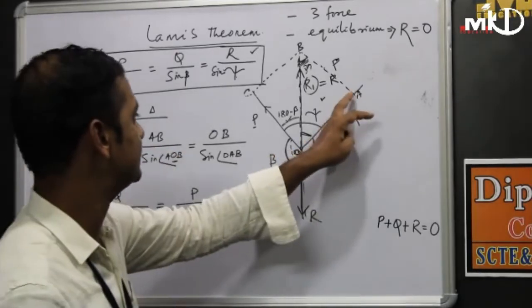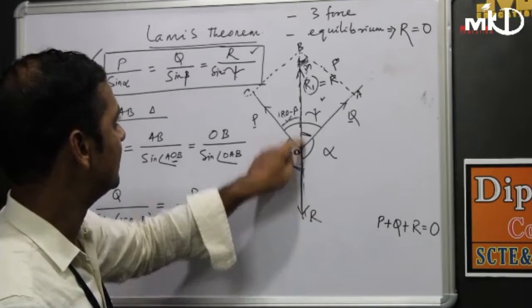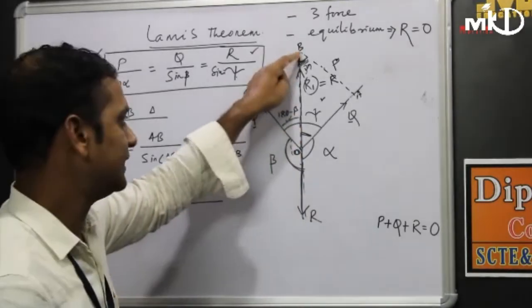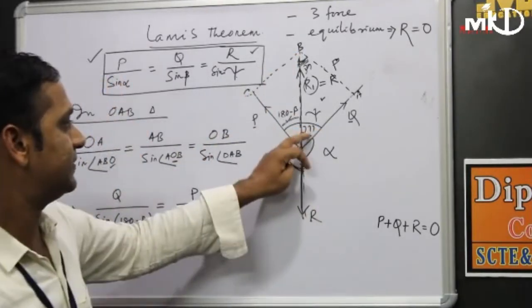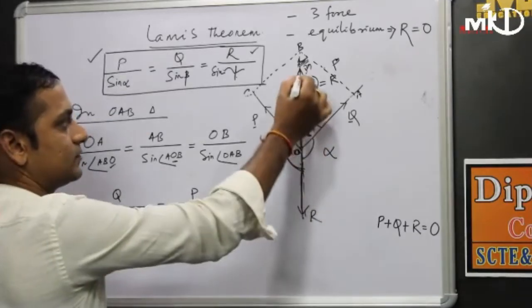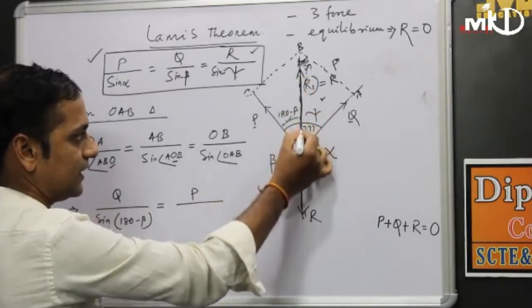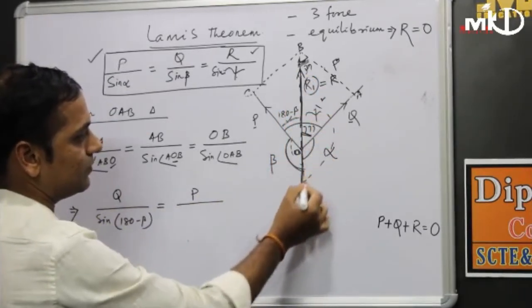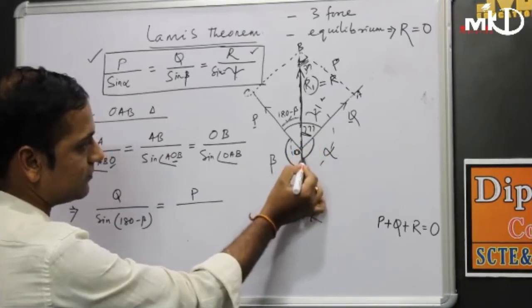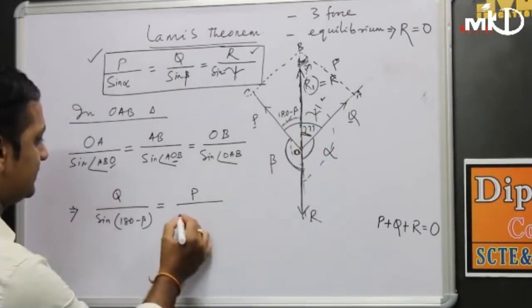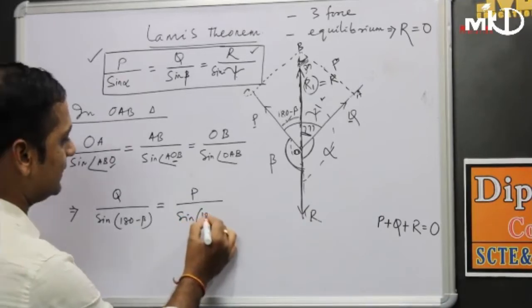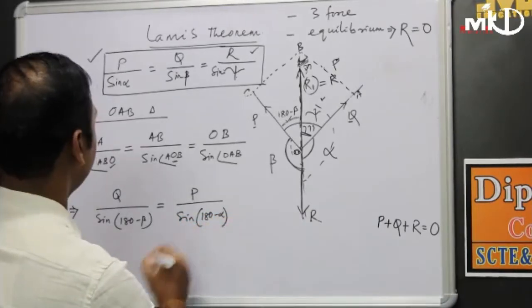AOB means what? A, O means this one, B means this one. So that angle is also calculated by the same principle. Now this is your straight line. This total angle is equal to 180. This angle is given as alpha. So this angle is equal to 180 minus alpha. So that means sine 180 minus alpha आएगा.